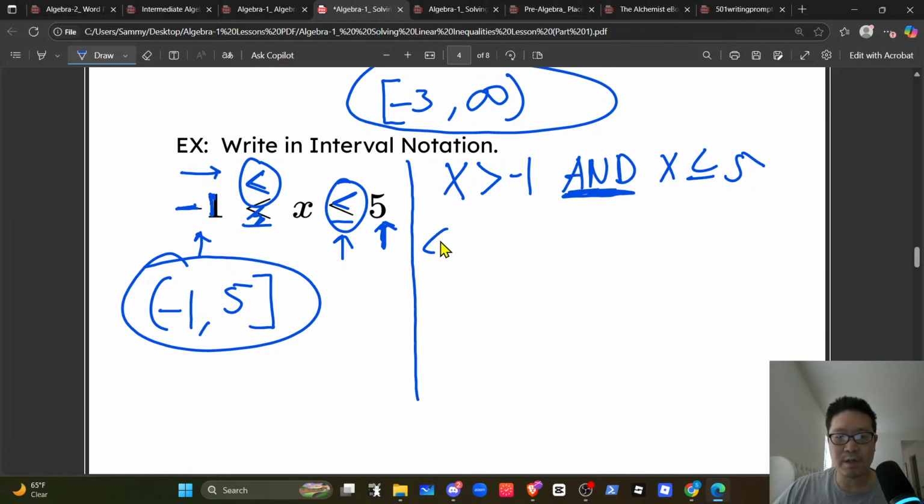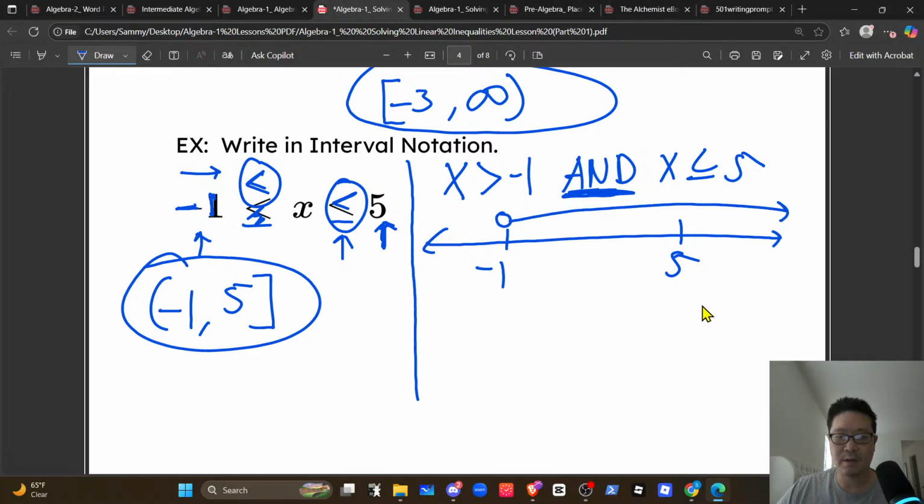And then we could draw these two statements on the number line. So we have -1, and then we have 5. The first one is saying all numbers greater than -1. So we would do an open circle, and we would point all the way to positive infinity. The second statement is saying x is less than or equal to 5, meaning all numbers less than or equal to 5. So closed circle, and it would point left towards negative infinity.